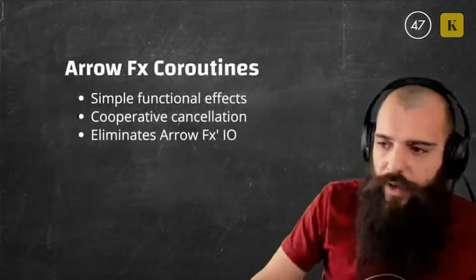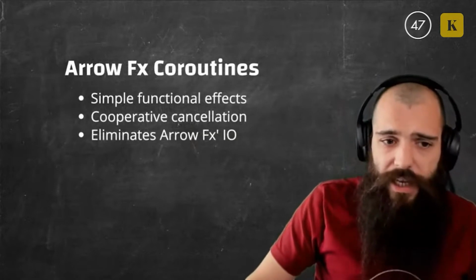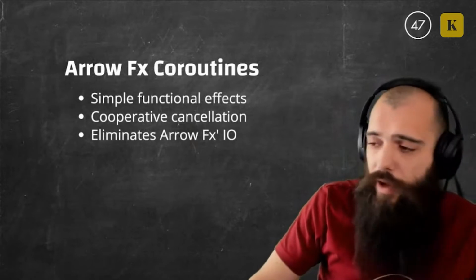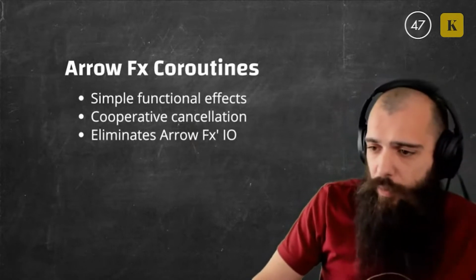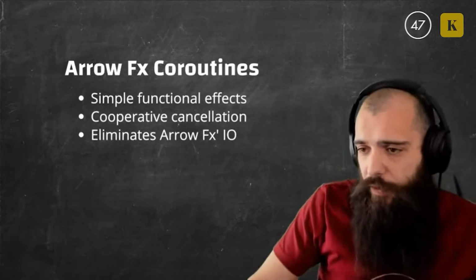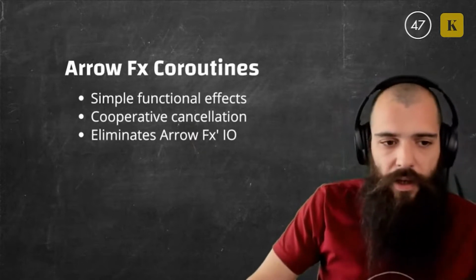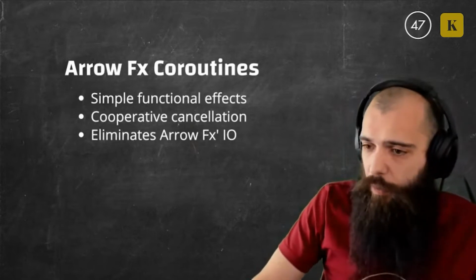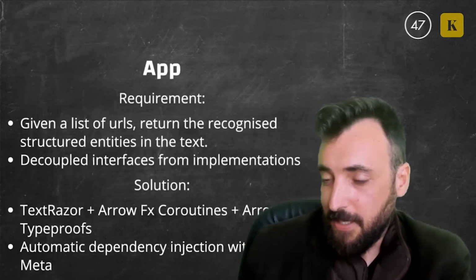So to quickly recap what Arrow FX is and its goals, it aims to be a batteries-included framework to build powerful functional effectful programs in Kotlin in an idiomatic way using suspend with cooperative cancellation, and it eliminates the need for you to wrap your effectful code inside of I/O. And now Raul is going to take us through the app requirements to see what kind of app we're going to be building today. Thank you, Simon.